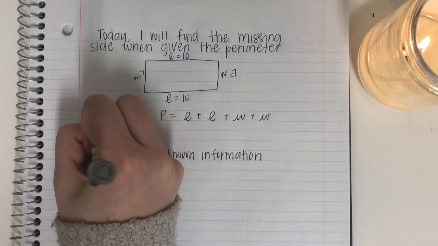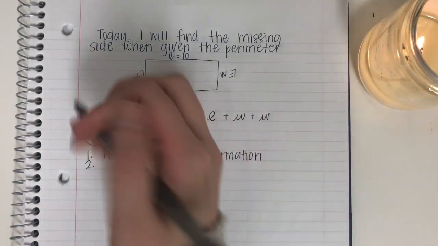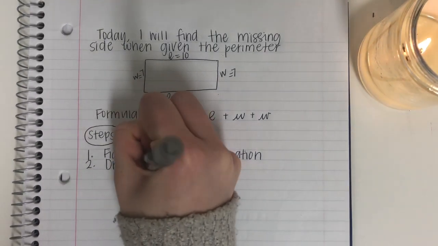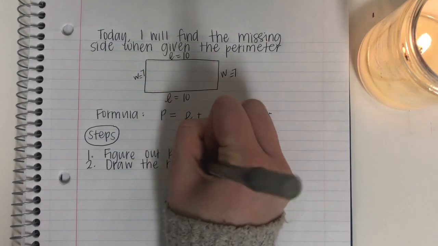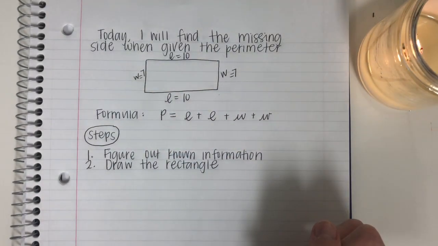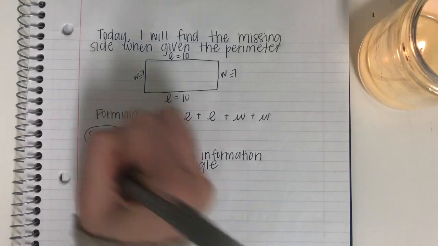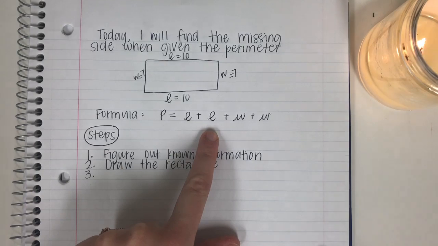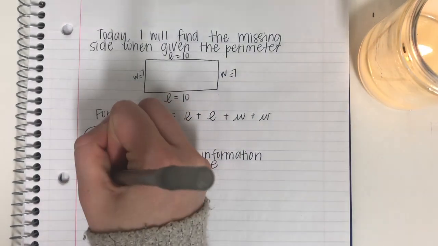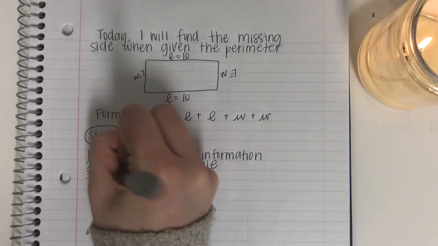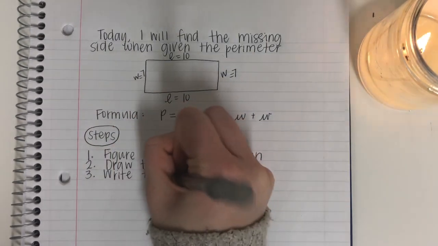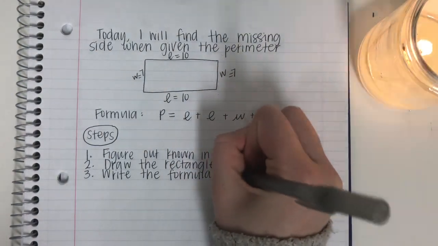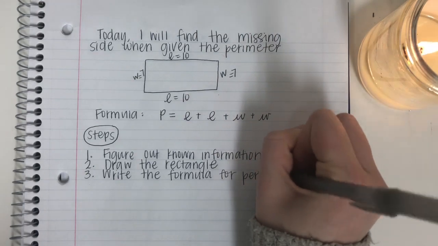Okay, then we want to draw out our rectangle with the given information. So we want to draw the rectangle. Then once we do that, we're going to write our formula, because we have to know our formula in order to figure out if our length is missing or if our width is missing. So we're going to write the formula for perimeter.